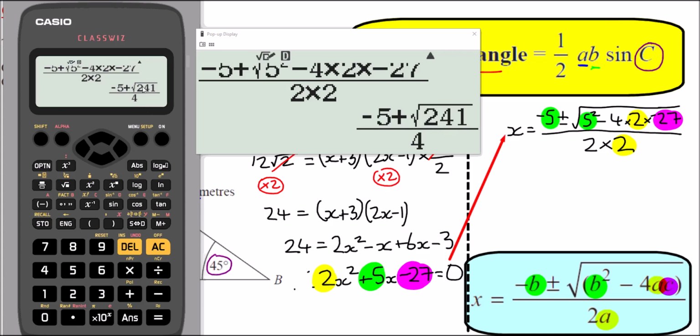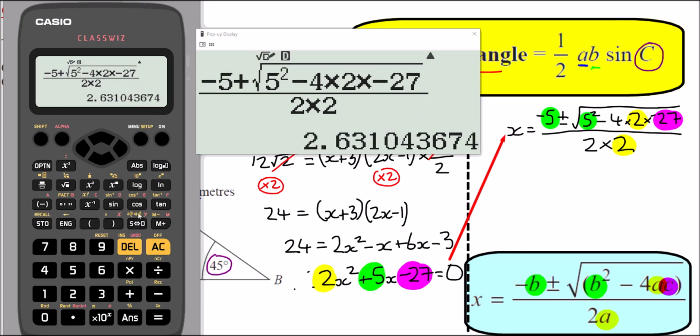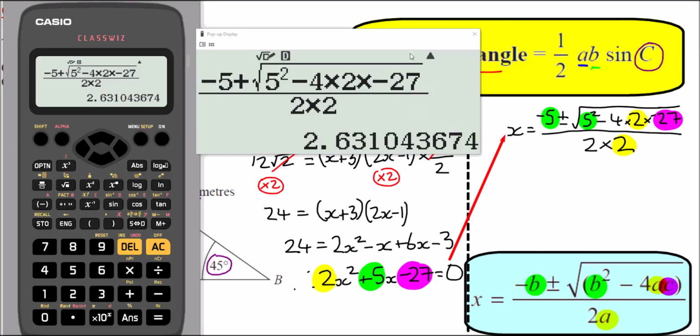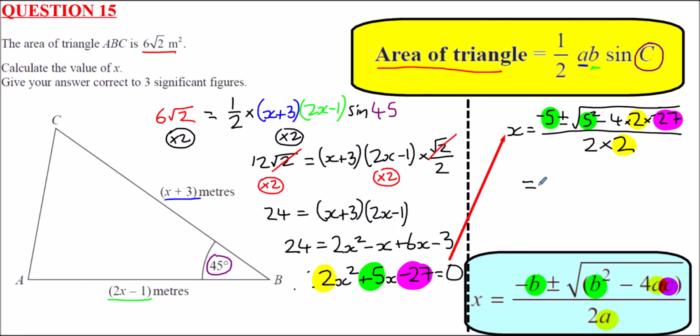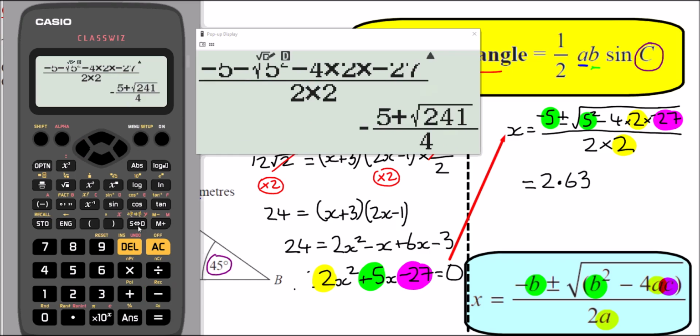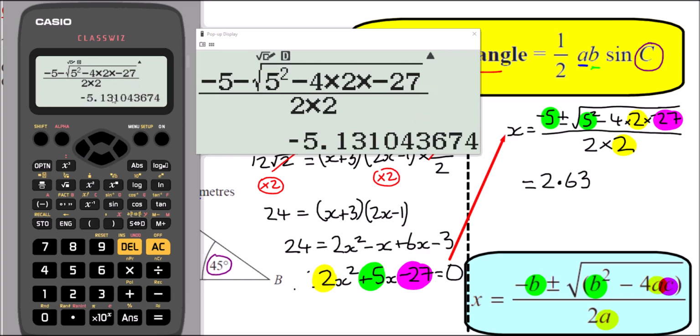So we get here this awful looking value, press S to D, we get 2.63. We want our answer to 3 significant figures, so x we've got as being 2.63. Let's just see what the other option gives us. So if I just toggle back, because it's plus or minus in this formula, you see. So what does the minus option give? Press minus, press equals. We get this here, which is minus 5.13.